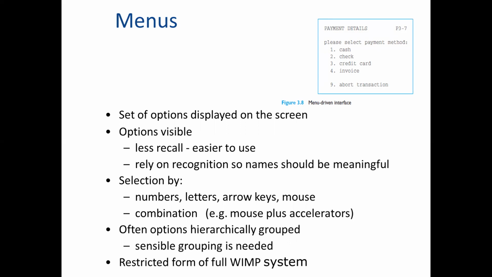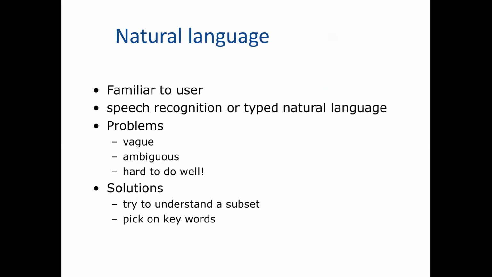Often menus are hierarchically ordered and the option required is not available on the top layer of the hierarchy. So in this, the grouping and naming of the menu options provide the only cue for the user to find the required option. Such a system can be purely text-based, with the menu options presented as number choices, letters, or arrow keys.